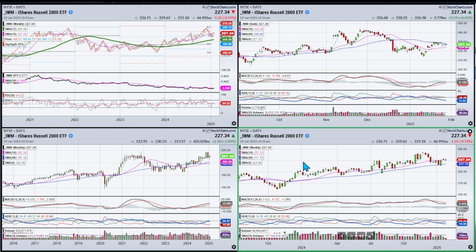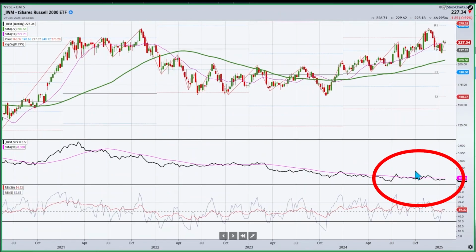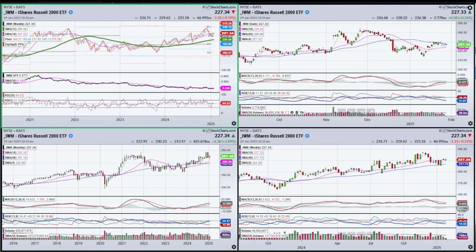Okay, IWM, while it is holding key support, the biggest problem I've got with this is the relative strength. We need this line to move up and take out these prior peaks here, all right, and get this moving average of the relative strength to turn to the upside. I think if that happens, conditions overall should improve.